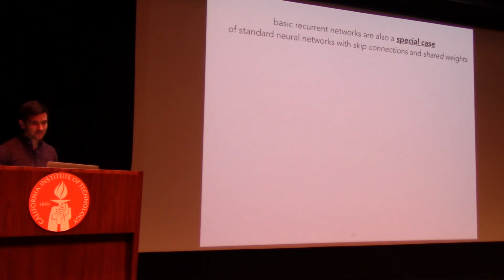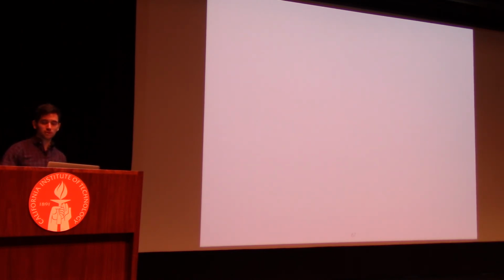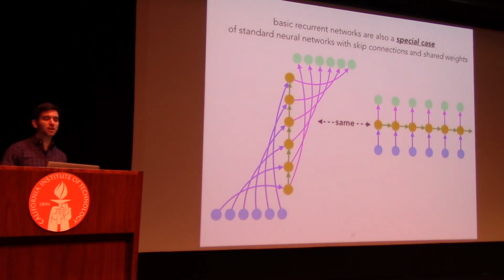So again, these are a special case, actually, of standard neural networks, where we've imposed some very specific skip connections and some very specific sharing of weights. If we have this recurrent network, we could actually unroll this and kind of stretch it out, and if I show it in this way, you can see that actually this is a fully connected network. But here I've just unrolled it in a very specific way.